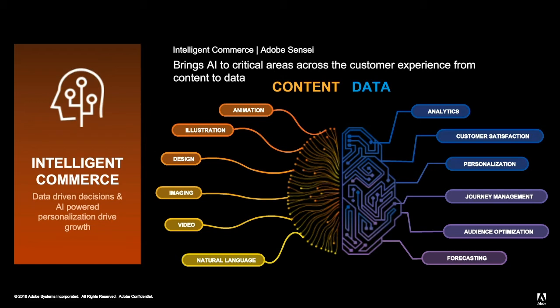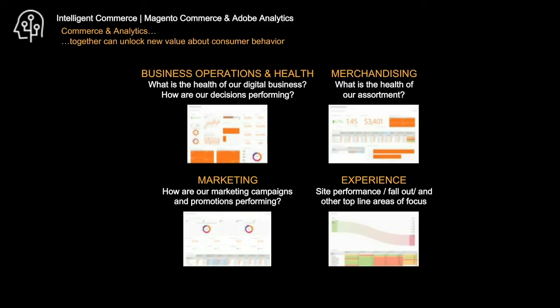In a nutshell, this will, in the near future, allow our merchants to provide AI-based product recommendations, AI-based personalization, AI-based analytics and decision-making, as well as AI-based search capabilities to help your customers better convert. And thanks to this tighter integration with Adobe, we can actually unlock some further value about our customer and their behaviors. Magento Commerce comes with a full-scale business intelligence solution out of the box.